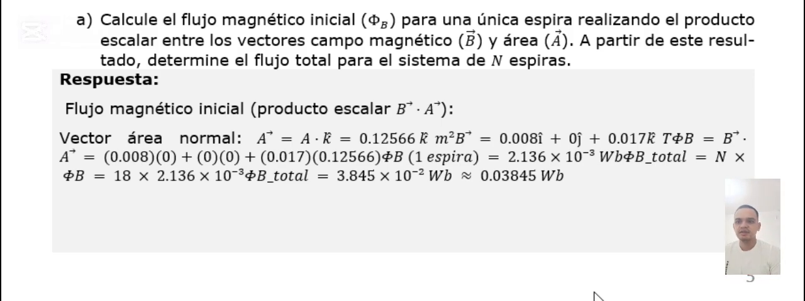In this exercise, I calculate the magnetic flux and the induced electromotive force in a simple rotating coil system. First, I determine the initial magnetic flux for one loop using the dot product between the magnetic field vector and the area vector. The area vector is directed along the axis.